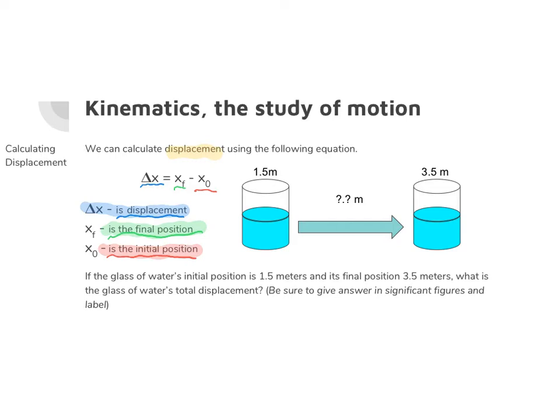So here we have our beaker of water again. Its initial position is 1.5 meters and its final position is 3.5 meters. So what is the glass of water's total displacement? Be sure to give your answer with the proper amount of significant figures, which was our last lecture, and a proper label. So go ahead and answer that question now.